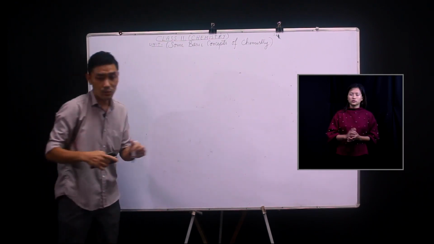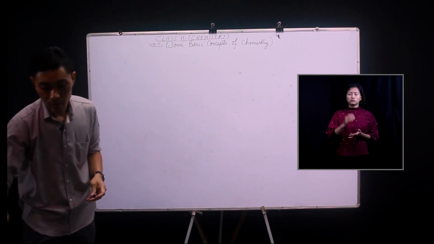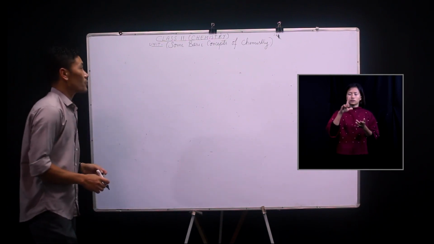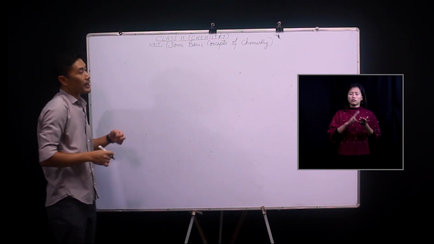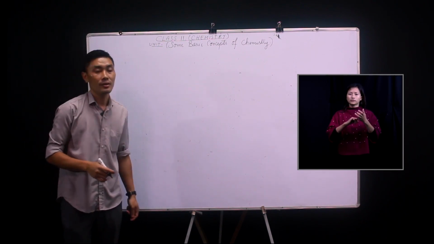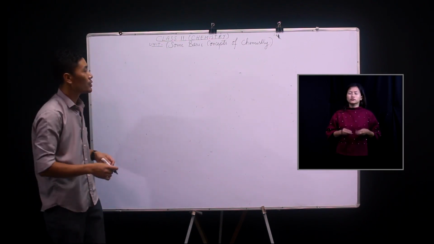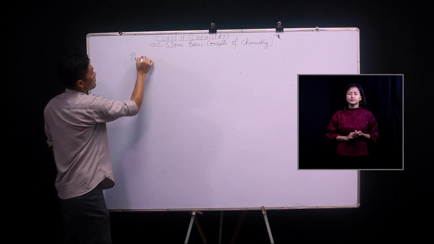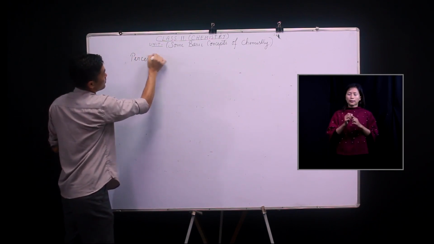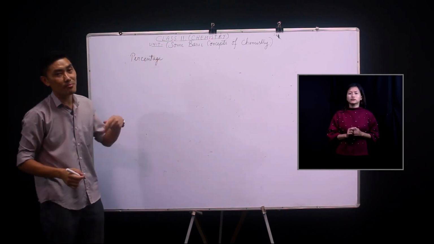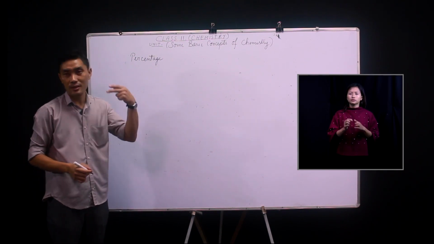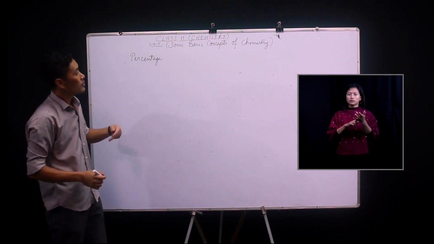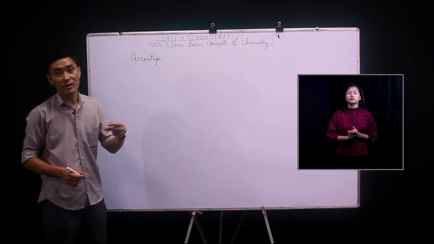Now, once we have calculated the molecular or formula mass of a compound, we can find out the percentage composition of the given compound. Percentage composition is in fact just the mass percentage of each element present in one molecule of the compound.